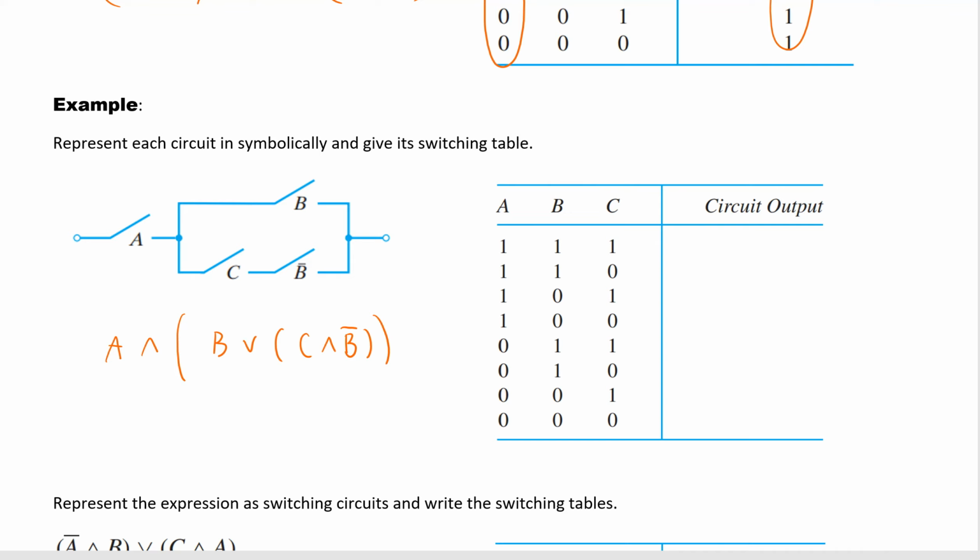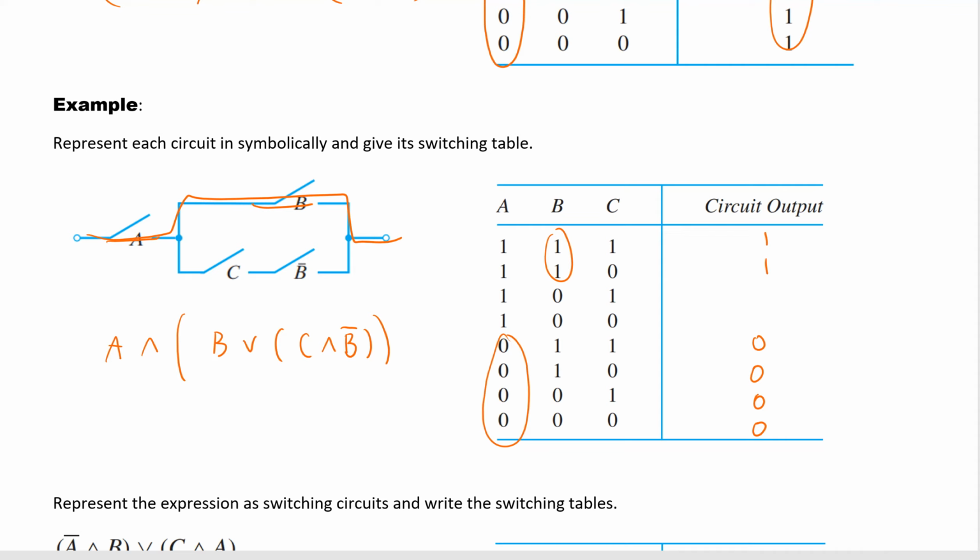Okay, now let's see. So first of all, you can see if A is open, then the currents cannot go through, right? So all of these we have 0s. Okay, if A is 1, then let's look at B. If B is 1, yeah, we can go through this way. So we can go through, then we put 1 there.